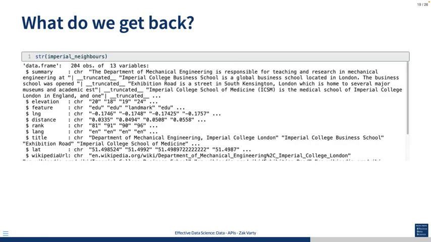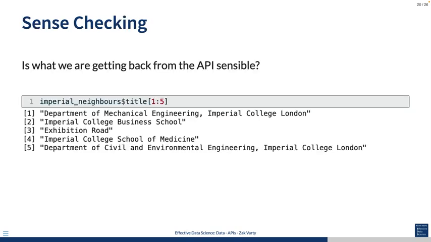What this gives us back is a data frame where each row corresponds to 1 geotagged Wikipedia article. This is quite a lot of information and quite a messy format. So how about we take a look at a few of these and just do a quick check of what we're getting back. To confirm that we've got the correct location, what we can do is inspect the title of the first 5 neighbouring Wikipedia articles. There's nothing particularly surprising going on here. It's mainly departments of the college and Exhibition Road, which runs along one side of the campus.